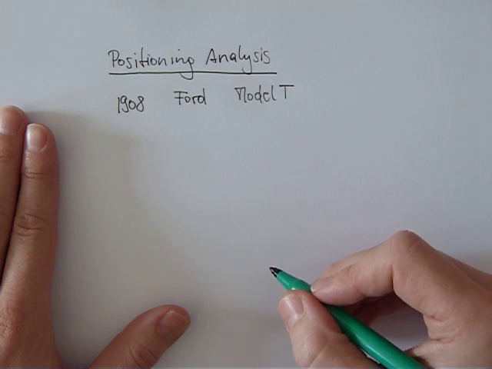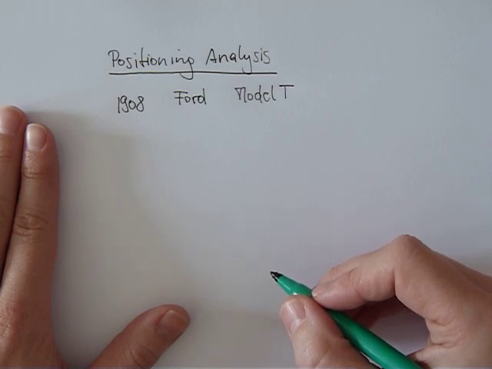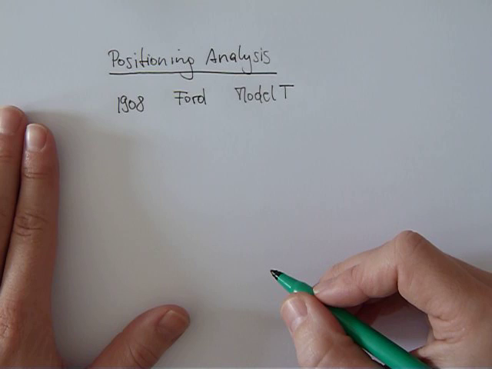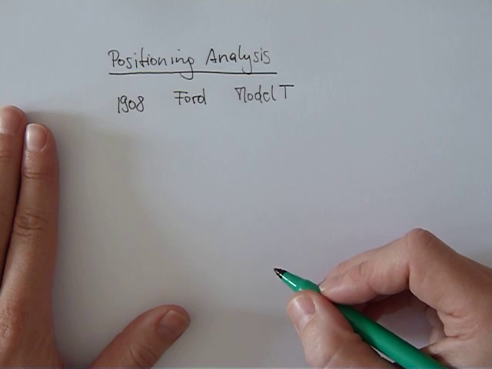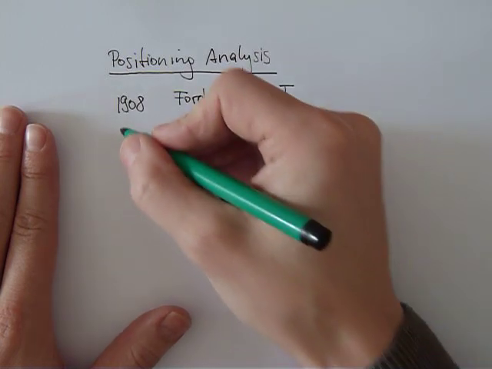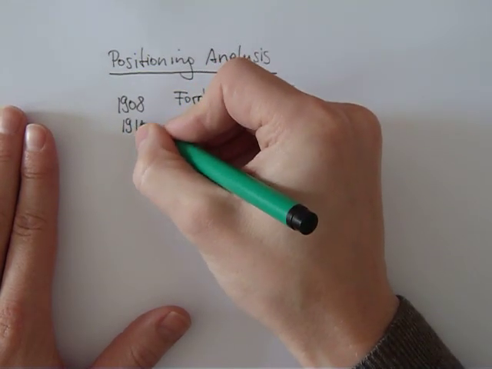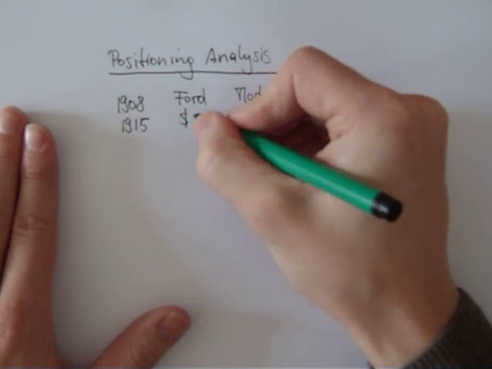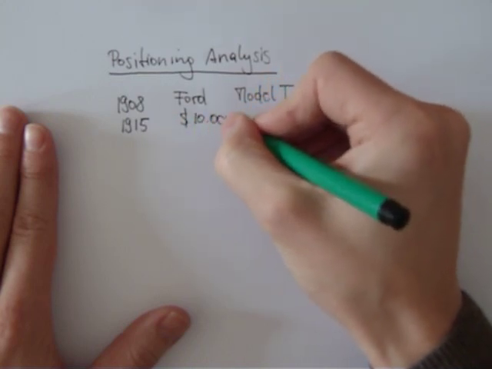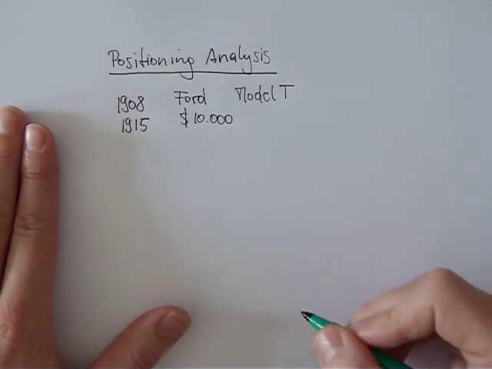And as a result of streamlining the production process, making sure that everything is standardized, he was able to reduce the price of the Model T substantially below any other price available for a car at that point in time. By 1915, a Model T was available for roughly about $10,000 in today's money.